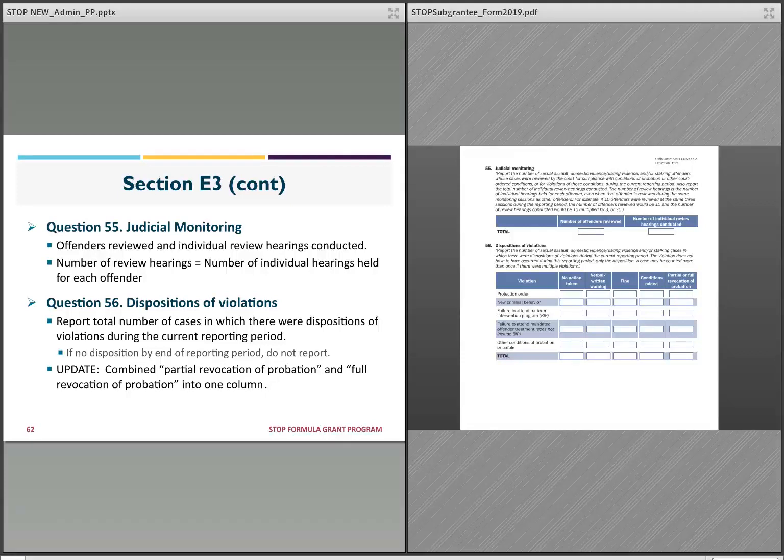In question 56, disposition of violations, subgrantees should report the total number of cases in which there were dispositions of violations during the current reporting period. If there is no disposition by the end of the reporting period, they should not be reporting in this question.